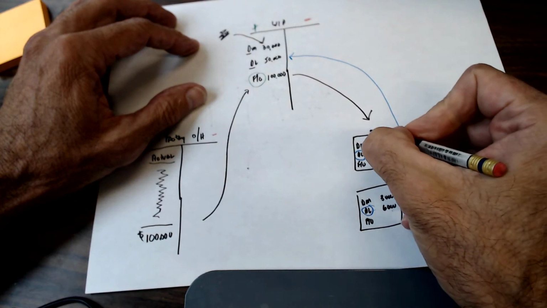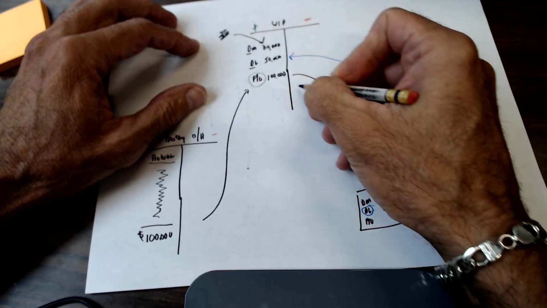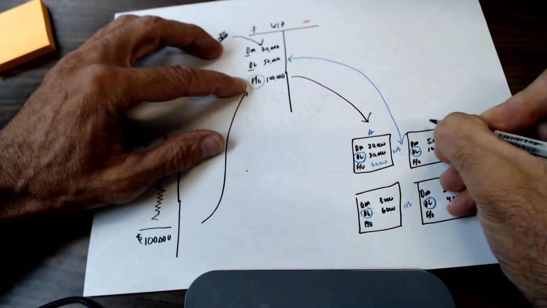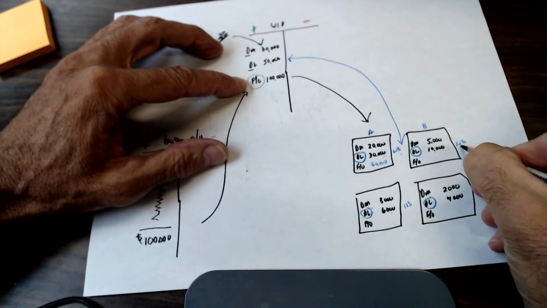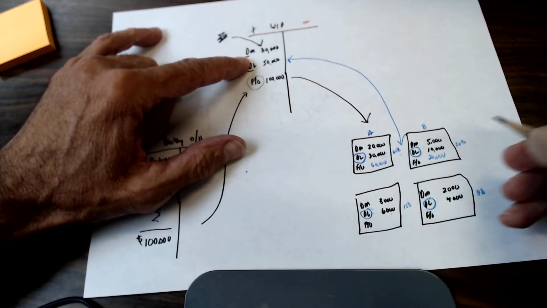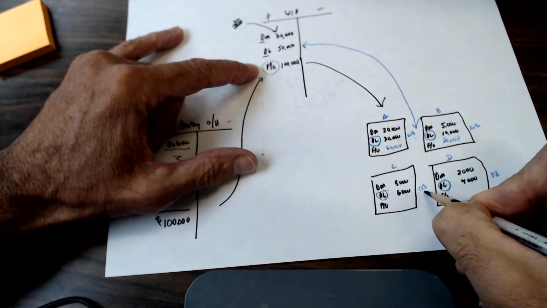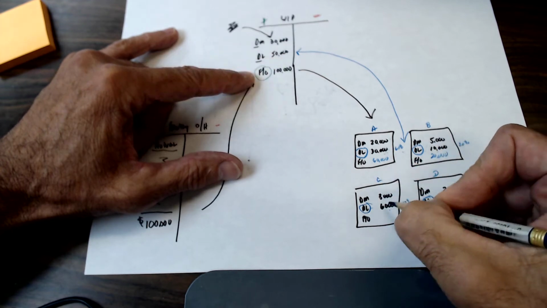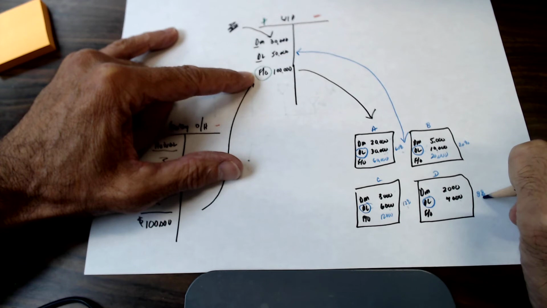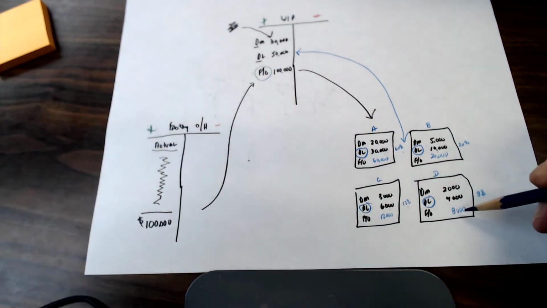Well, if job A had 60% of the total labor, it should get charged 60% of the factory overhead, which is $60,000. Job B had 20% of the labor, so we should charge it 20% of the factory overhead, 20,000. C had 12% of the labor, so we should charge it 12,000. Finally, D had 8% of the labor, so we'll charge it 8% of the factory overhead.